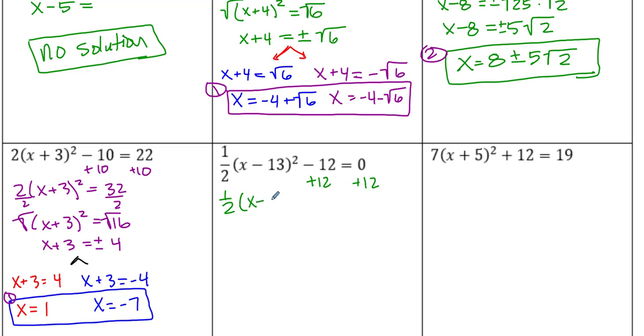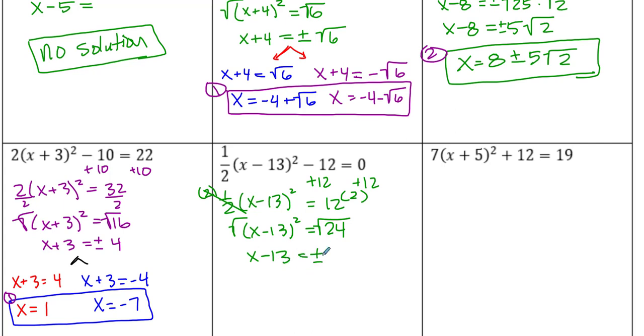All right, so we got 1/2 times (x minus 13) squared is equal to 12. How do I get rid of this 1/2? Well, we've done that a million times. We multiply both sides by the denominator. This goes away and we're left with (x minus 13) squared is equal to 24. Let's go ahead and square root both sides. We get x minus 13 is equal to plus or minus, and I can reduce this, or simplify it, I should say. That's actually going to be 2 radical 6.